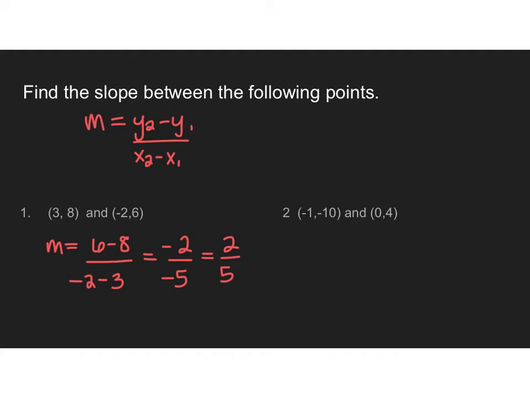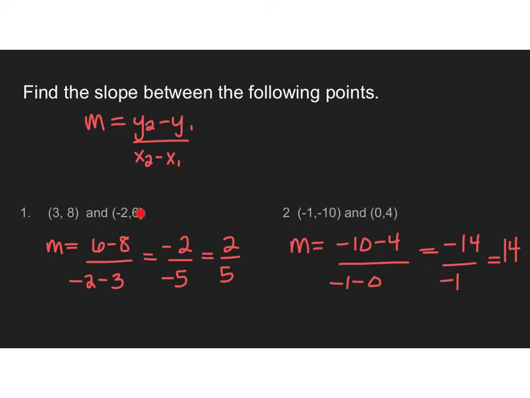Two-fifths is our final answer. For example 2, again, we're doing change in y over change in x. Now I did these in both orders. It does not matter which one we decide is y1 and y2, as long as we are consistent with the order in which we subtract.